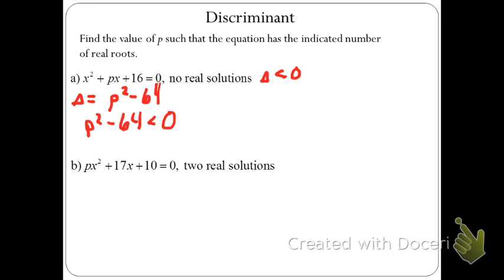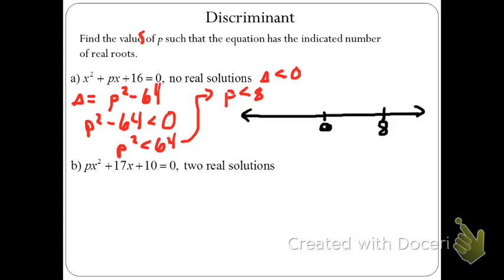So we're going to solve an inequality, and it's going to tell us the values of p such that the equation would have the indicated number of real roots. Let's say then that p squared is less than 64. You might think that means as long as p is less than 8, we're not going to have any real solutions. That's not quite true here, and I need to explain that really quickly. I'm going to use this number line that I drew for that explanation.